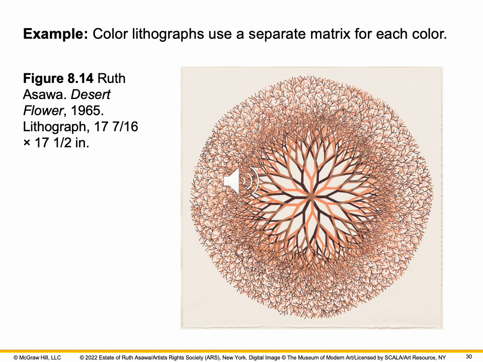Asawa, a sculptor known for her non-representational forms in wire, was invited to Tamarind in 1965. There she collaborated with a master printer, an expert on the materials and processes of lithography. She drew Desert Flower on the stone and then worked with the master printer to bring her vision to colorful life in an edition of 10 lithographs, one of the 52 prints she made while at Tamarind.